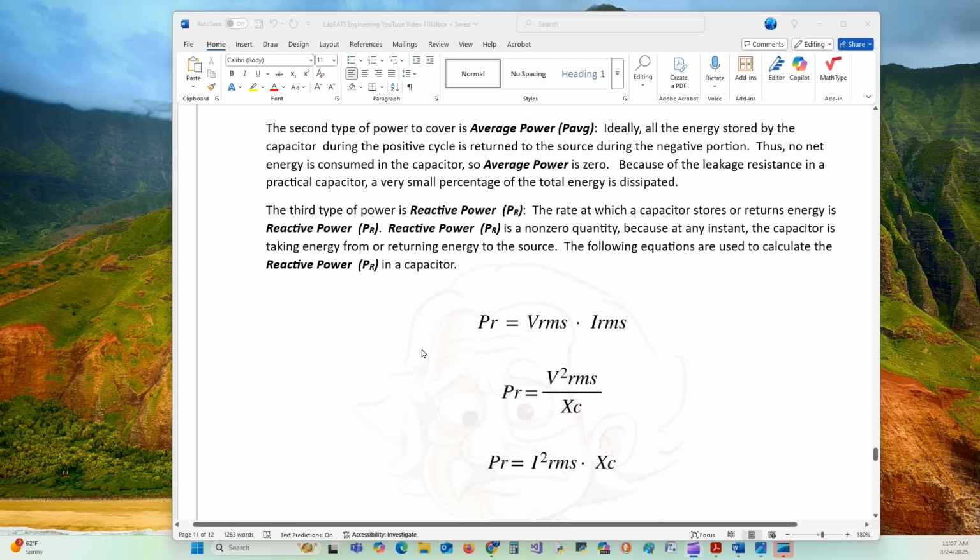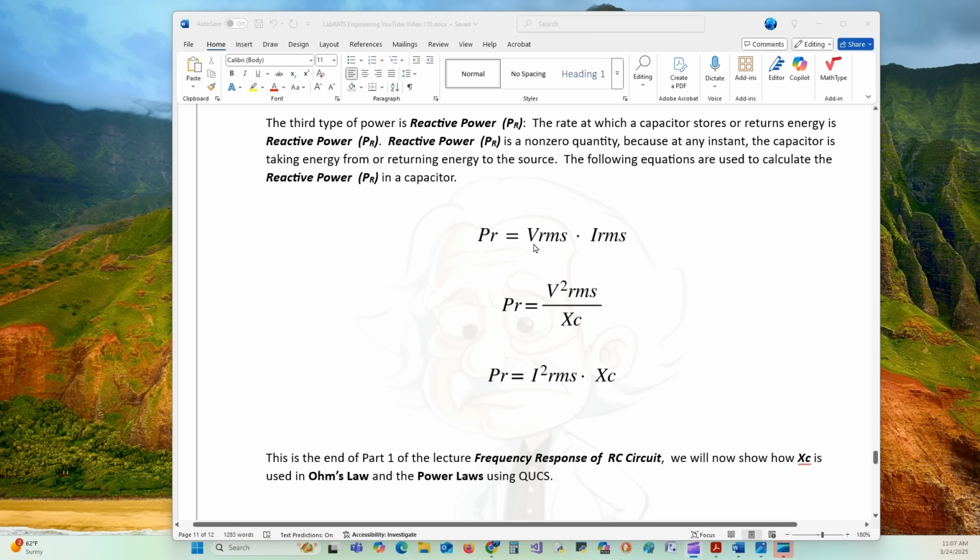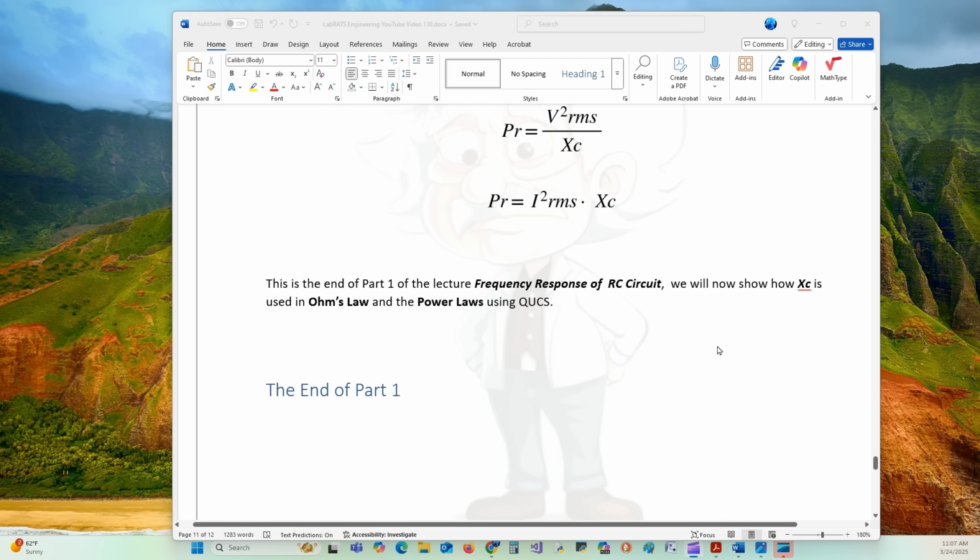The third type of power is reactive power. The rate at which a capacitor stores or returns energy is reactive power. Reactive power is a non-zero quantity because at any instant the capacitor is taking energy from or returning energy to the source. The following equations are used to calculate the reactive power. You just have the VRMS, everything's in VRMS, and any angles and stuff like that, remember, are in radians.